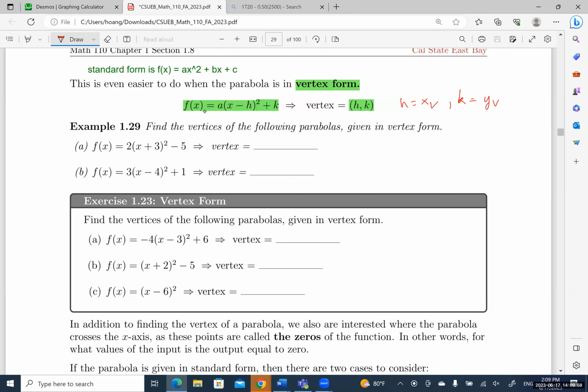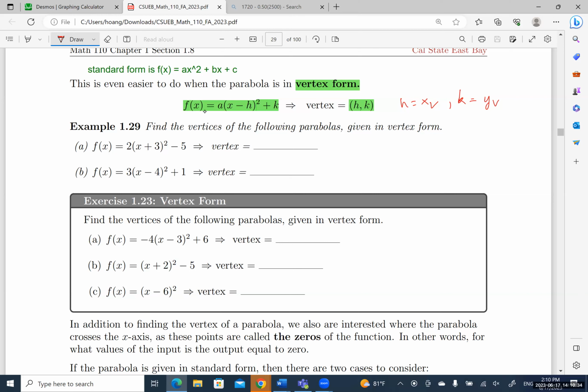Okay, so now we can try to find the vertices of the parabolas according to the vertex form. Okay, so let's do example 1.19 here. I have L(x) equal to 2(x plus 3) squared minus 5. Okay, so keep in mind that I have the form as L(x) equal to a times (x minus h) squared plus k.